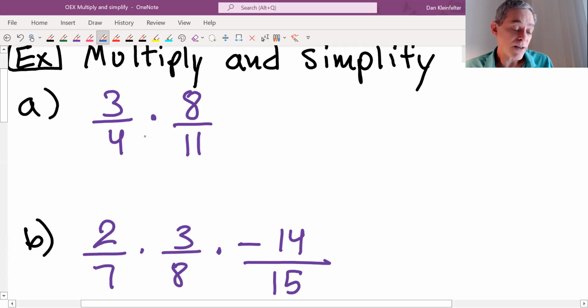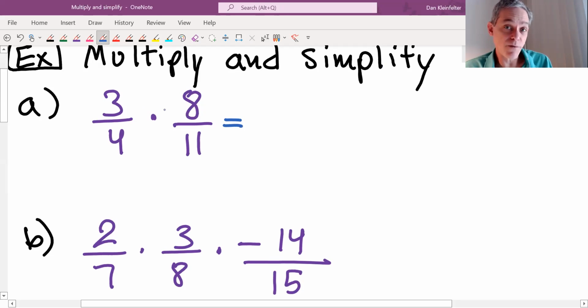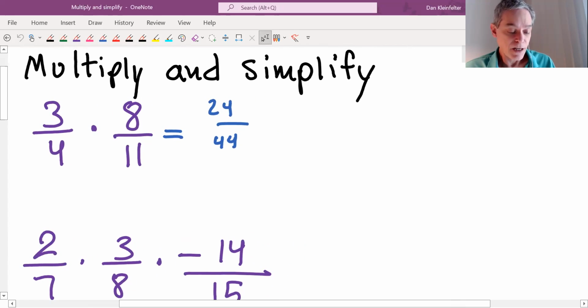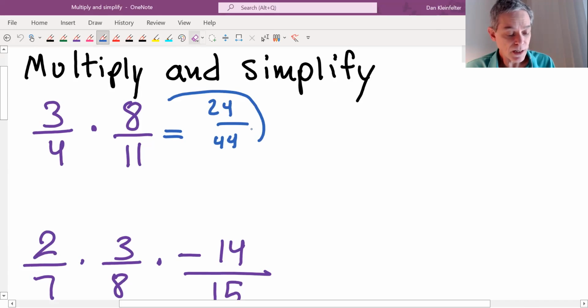So let me show you how that works. Before I do that, though, I want to just multiply it across, just as if we didn't know or notice that there was some simplification. So if we multiplied across, we'd have 3 times 8, which is 24. And down below, 4 times 11, which is 44. Now 24 and 44, as you know, are both divisible by 4. So we could go through and divide and simplify this fraction, which is perfectly okay. But it's often easier to do the simplification earlier. So that's what I wanted to show next: how do we show the simplification earlier?